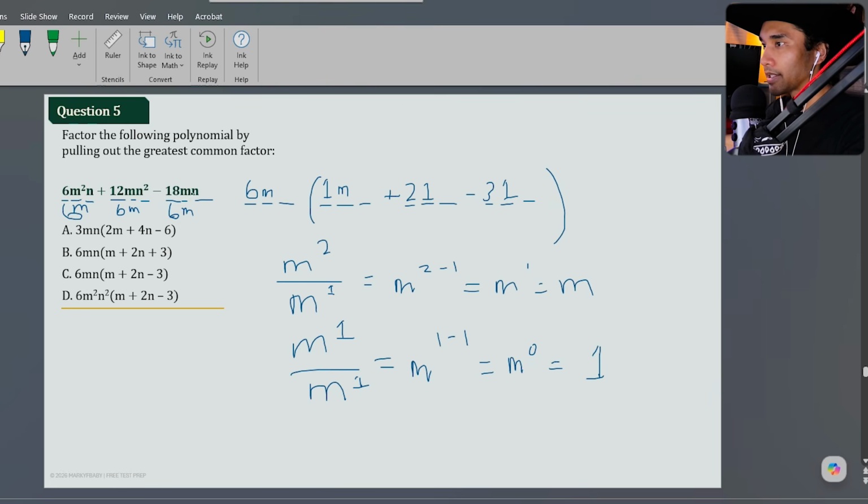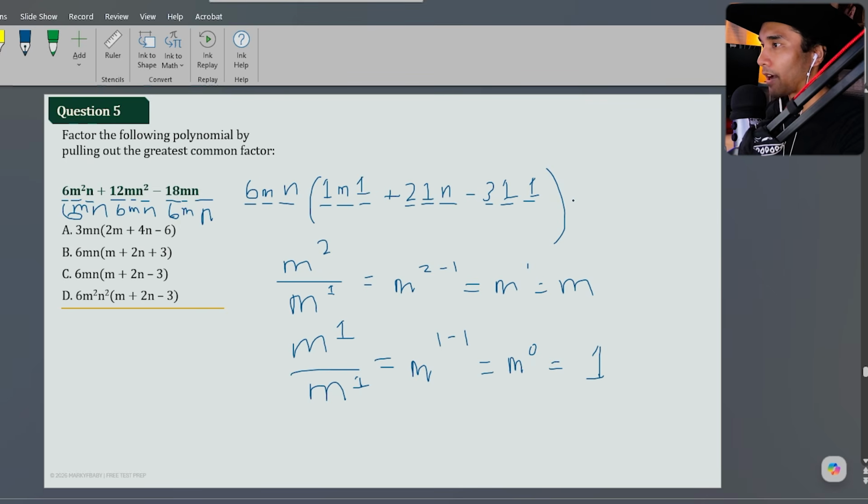So now let's go ahead and go in terms of n. And the greatest common factor is just an n. So I'm going to put this n over here, and then n divided by n is just 1. And then n squared divided by n is just n. And n divided by n again is 1.